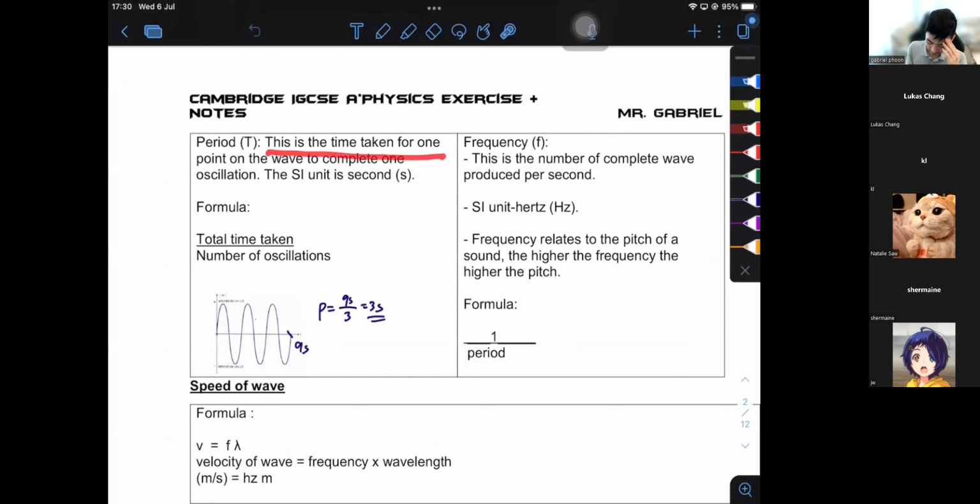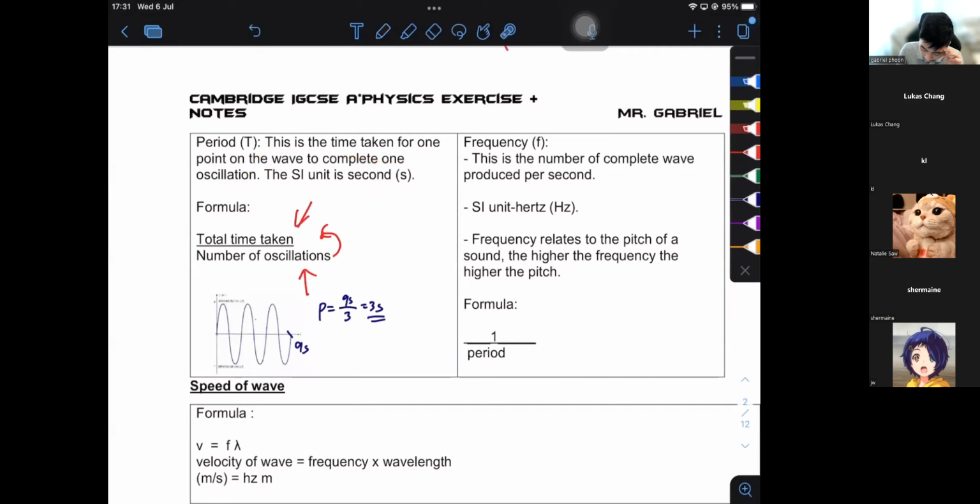Definition: this is the time taken for 1 point of the wave to complete one oscillation. The SI unit is measured in time, guys. For some reason, I always see students mess this up. They'll tell me it's number of oscillations over the total time taken, which doesn't make sense. Period is a time frame. Number of oscillations over time is 1 over second. That's not a time frame, that's frequency. So very important: think before you apply your formulas, guys. It is total time taken over number of oscillations.